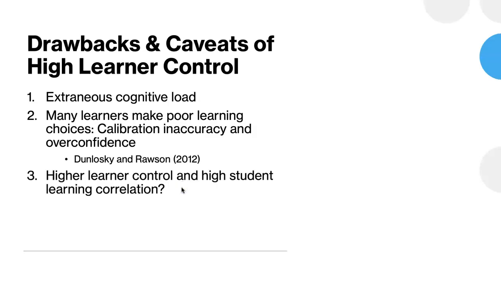Another issue is the correlation between higher learner control and higher student learning. Do students actually learn more if they are given more control? In a recent set of experiments, Brazilian engineering students liked the high control version of the lesson much better than the low control version, but did not learn significantly more.